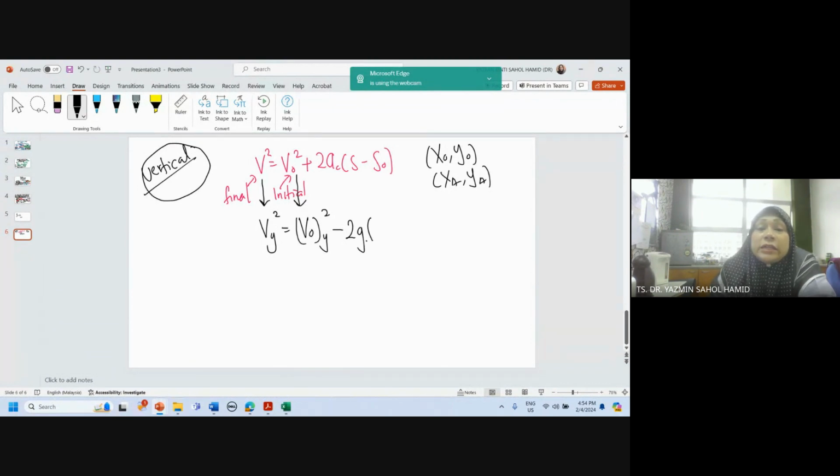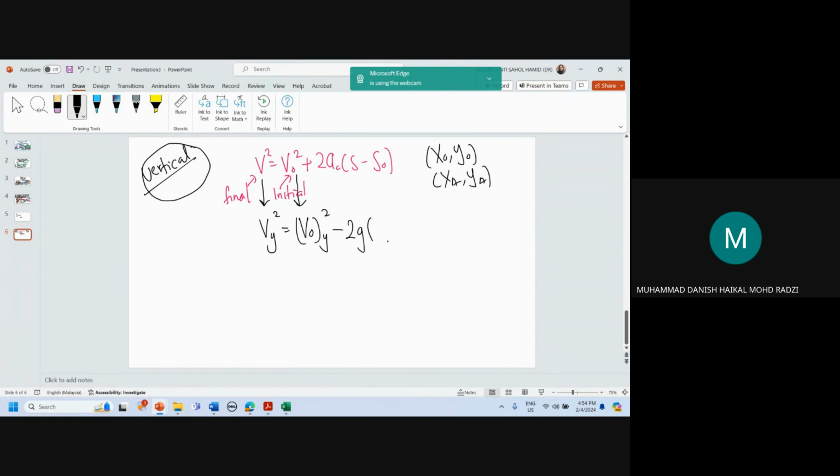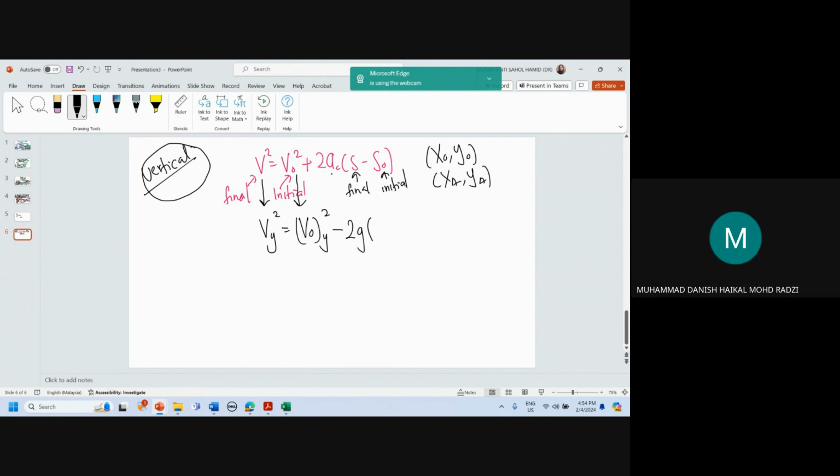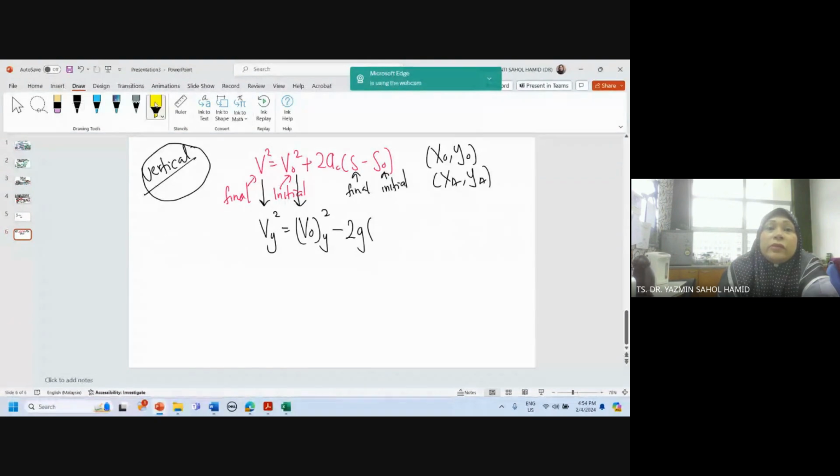And our initial s is what actually? S is final. S naught is what? Initial. But we're looking at the vertical. So when we're looking at the vertical, you need to only look at the vertical. So what is our s?